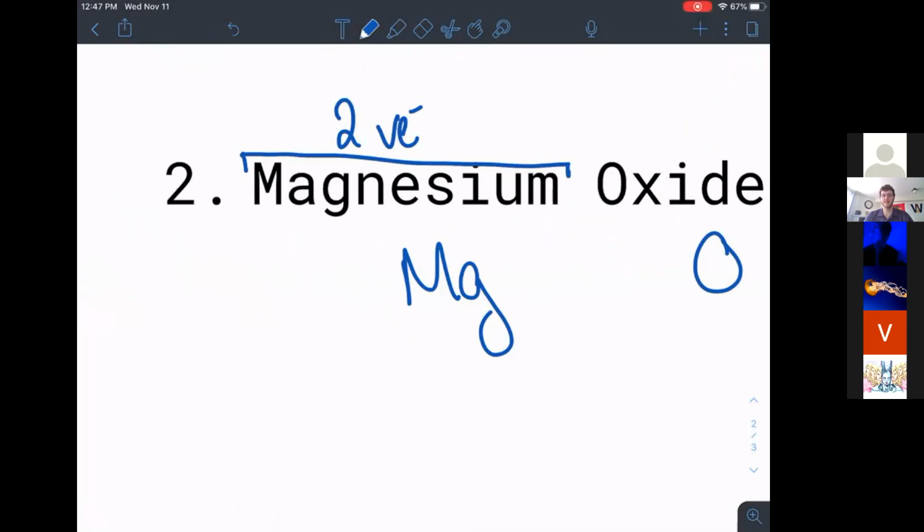It's going to lose 2 valence electrons. Does that make it a positive 2, or does that make it a negative 2? A positive 2, because we're losing 2 negative charges, which means that there's more positives than negatives at this point. So we have a positive 2 charge on this magnesium.